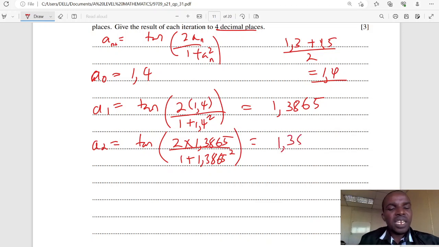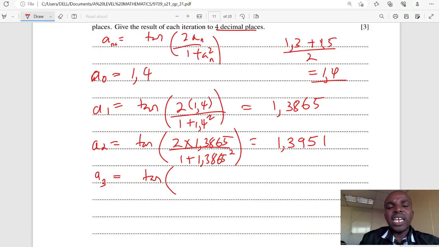On your calculator, where there is 1.4, you can just put Answer there, and keep pressing the equal sign. Wait, it's 1.39, not this one. It's 1.3951. Then moving on to a3.